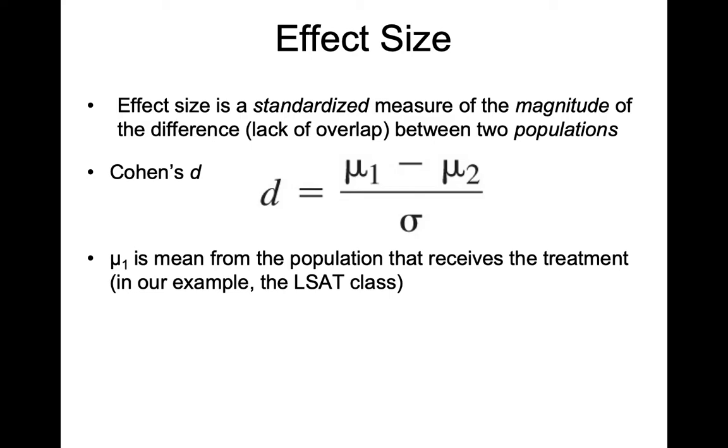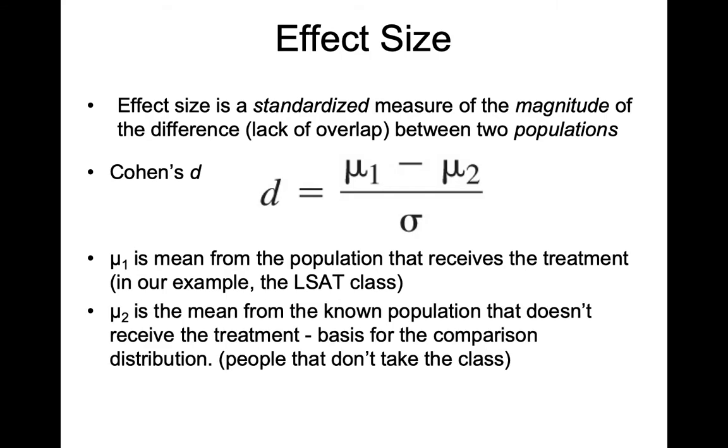So in our example, this is the LSAT class. And mu2 is the mean from the known population that doesn't receive the treatment. That is, people that don't take the class. And this is our basis for the comparison distribution. Okay, so recall that in the conventions that we've been using, the second population is the untreated population. Okay, so that's our comparison distribution. And then, of course, sigma is the population standard deviation.